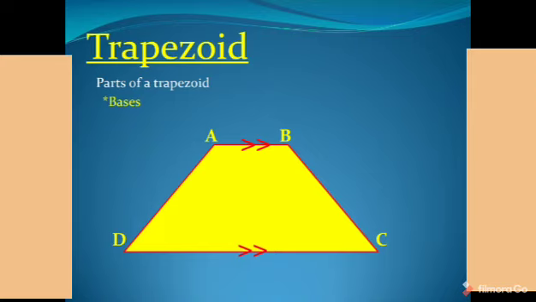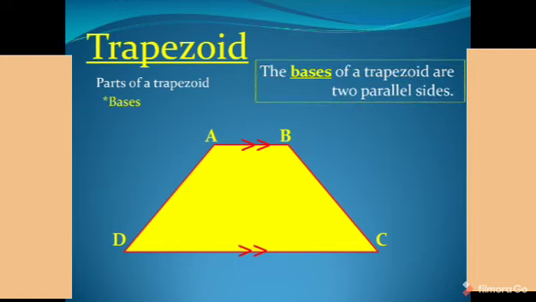The first part of a trapezoid is the bases. What does it mean when you say bases of a trapezoid? The bases of a trapezoid are the two parallel sides. In the illustration, you have segment AB and segment DC. These are the two parallel sides. When we solve problems, we will agree that the shorter base will be considered as our base 1 and the longer base shall be considered as our base 2.